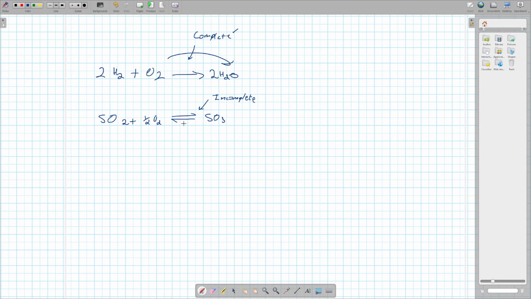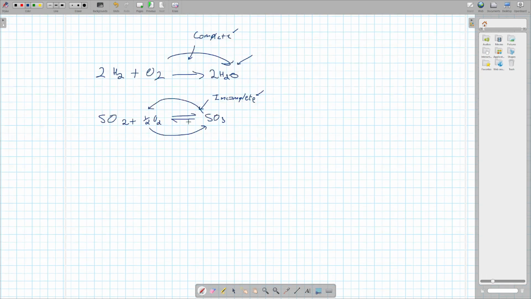What does incomplete reaction mean? Incomplete in English means not finished, right? It's not a whole reaction. Incomplete meaning it never finishes. So this SO2 plus half O2 is going to produce SO3. Why do you think I put this arrow that goes backwards as well? Because it can also go the other way around. It's a reversible reaction. As compared to the first reaction, which is irreversible, this one can go back. This SO3 can be decomposed into SO2 and half O2.